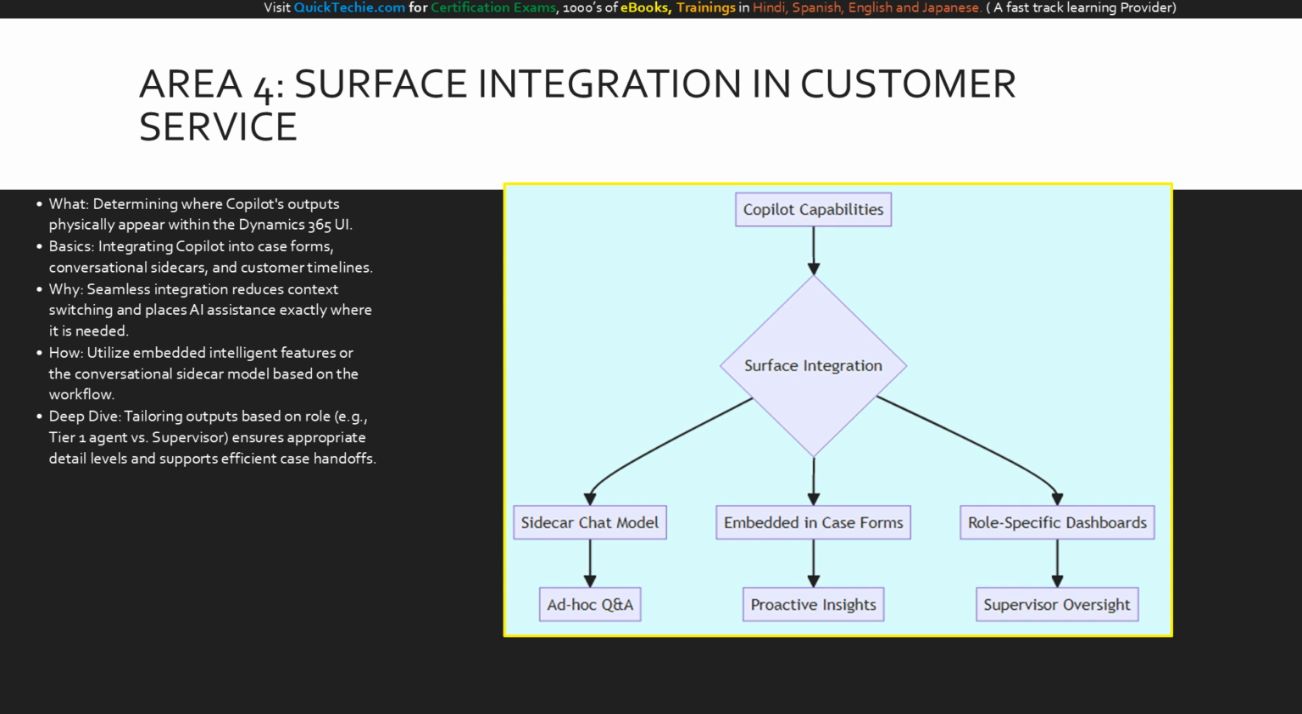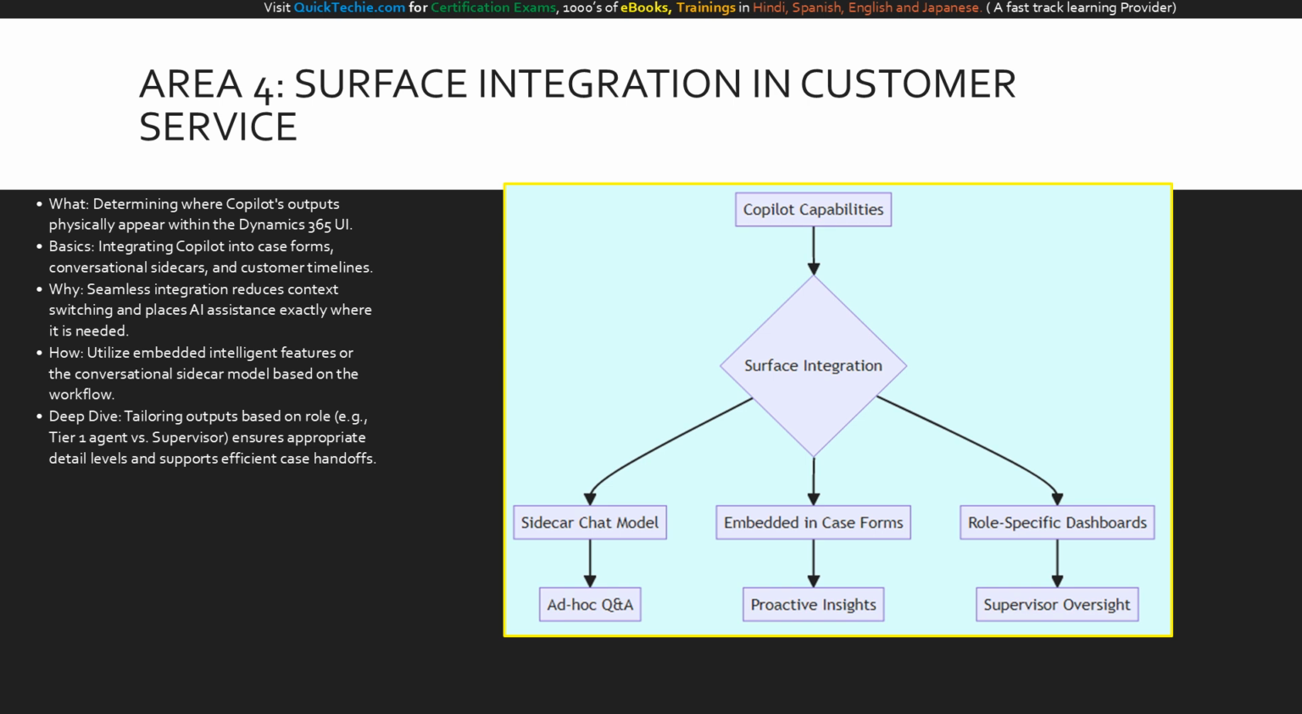How do we design this? We can use the conversational Copilot sidecar model for interactive chat-based assistance, or we can use embedded intelligent features directly within case forms and knowledge views. For our deep dive, consider role-specific service forms. You can tailor Copilot outputs so that frontline Tier 1 agents see different levels of operational detail compared to escalation teams or supervisors, which heavily supports more efficient case handoffs.